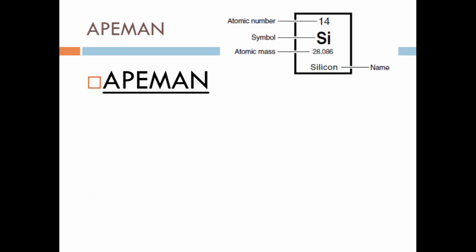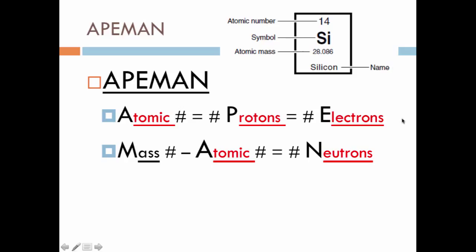So let's talk about a way to remember this: APEMAN. Now here it goes, the very first thing. From now on, anytime you have a quiz or a test, I expect to see APEMAN written on your paper. And the reason I'm going to be so strict about this is because it will help you answer these questions. All right, so let's tell you what APEMAN stands for. APE is where the atomic number is always equal to the number of protons, which is equal to the number of electrons. So that's what APE stands for.